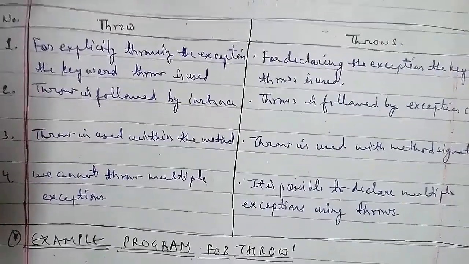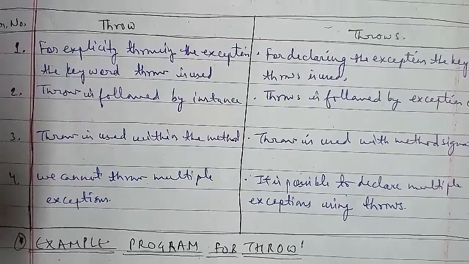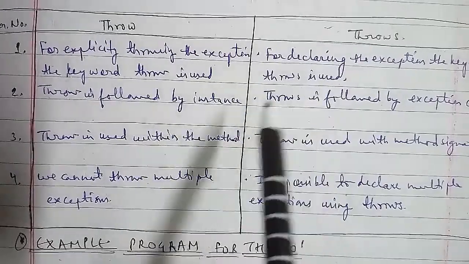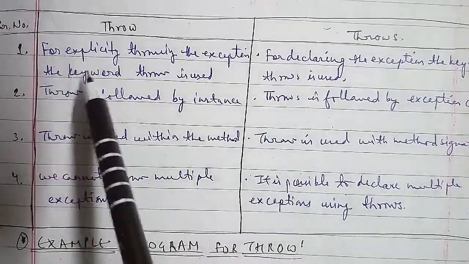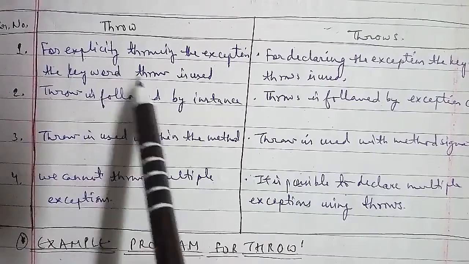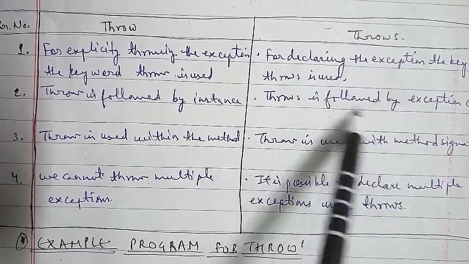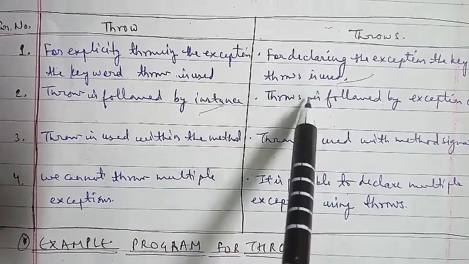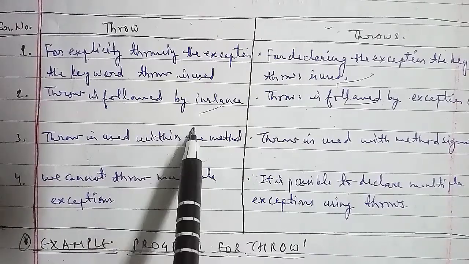Here they can ask you what is the difference between throw and throws in exception handling in Java. The first difference is that for explicitly throwing an exception, the keyword throw is used, and for declaring an exception, the keyword throws is used. The second difference is that throw is followed by an instance, and throws is followed by an exception class. The third difference, throw is used within the method and throws is used in the method signature. The fourth, we cannot throw multiple exceptions, but it is possible to declare multiple exceptions using throws as well.